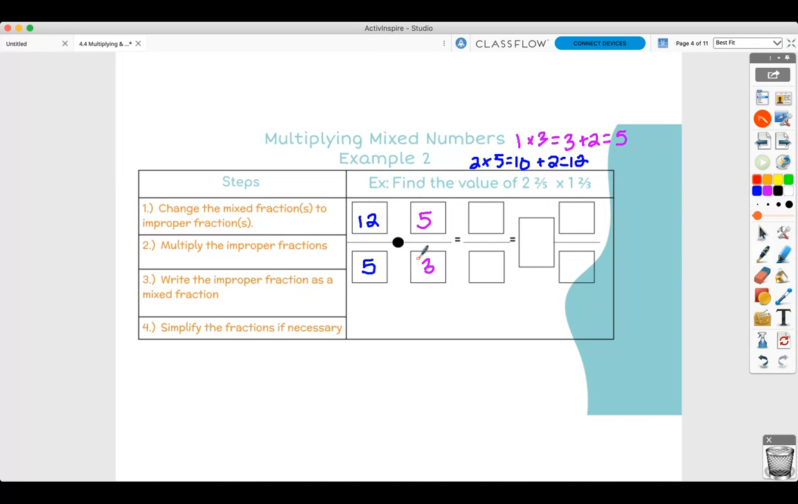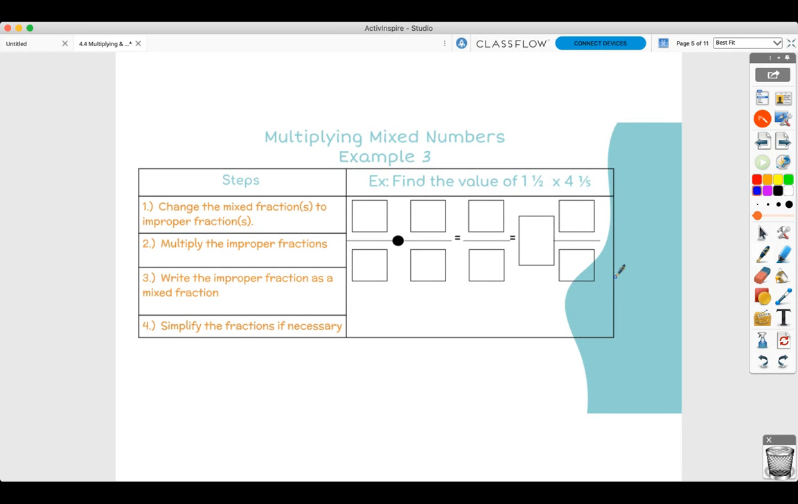And now, if you can cross simplify, you cross simplify. 5 and 5 are the same, so those just turn into 1. 12 and 3 have a common factor of 3, so 3 divided by 3 is 1, and 12 divided by 3 is 4. So 4 times 1 is 4. 1 times 1 is 1, so your answer is just going to be a whole number of 4. Okay? You don't need to write this. You can leave that blank.